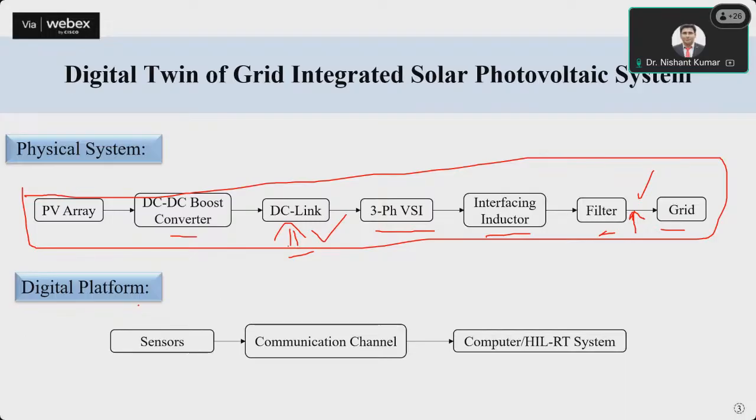On the other side, we have a digital platform. In the digital platform, we will go through the sensors. Where are these sensors? Sensors will be placed here somewhere, right? So all those sensors, communication channel, and then computer or HIL system, whatever system we are going to use, both. Means all those sensors here and there, and then communication channel and link with the computer, that way. So this will be considered as the digital platform. But since the sensors can be considered everywhere, means on both places we consider our sensors.